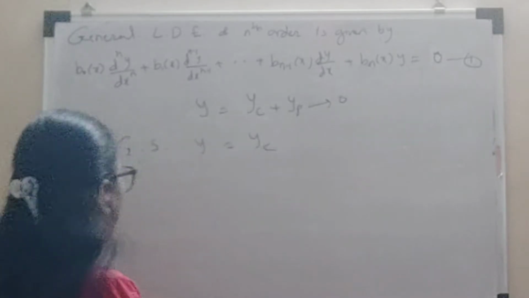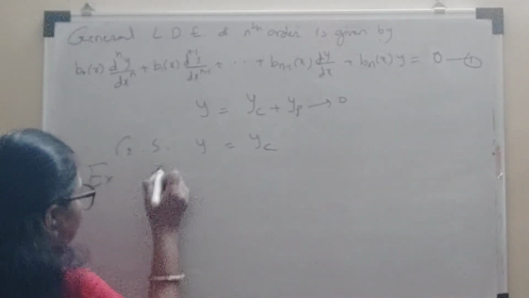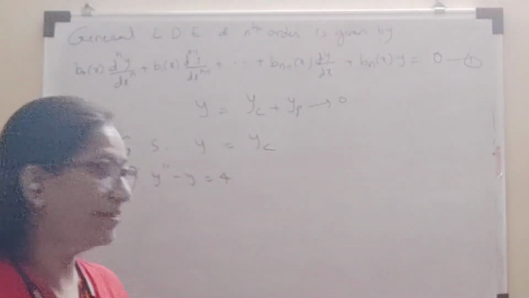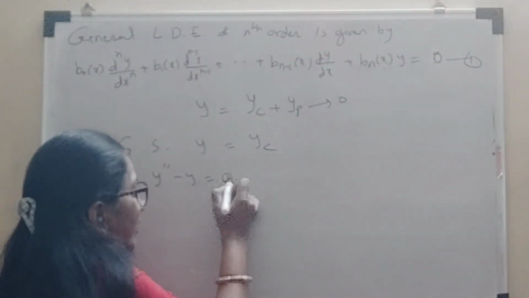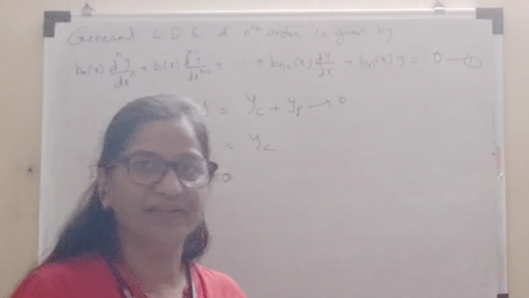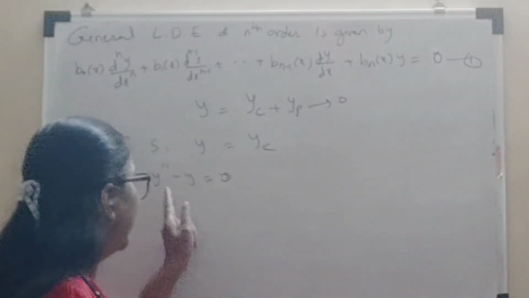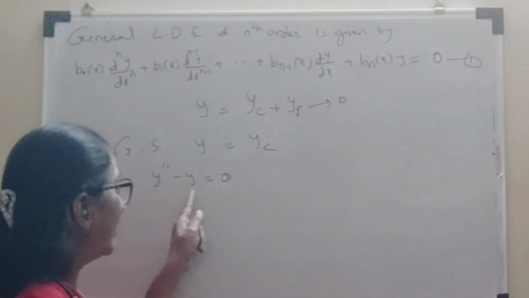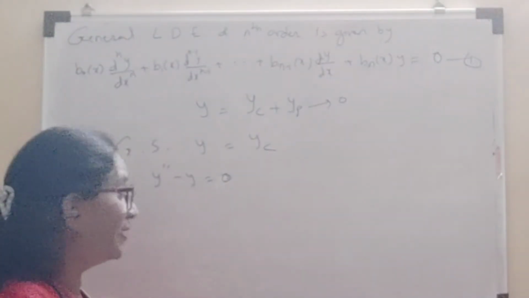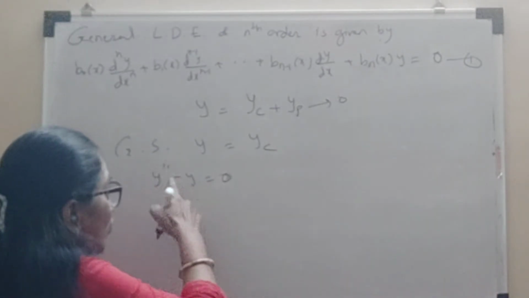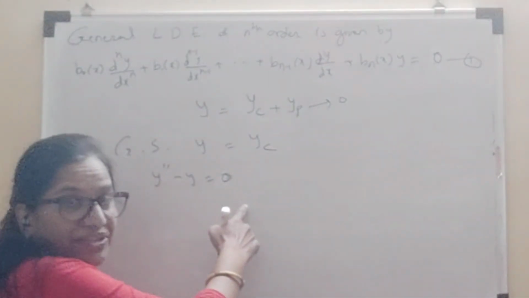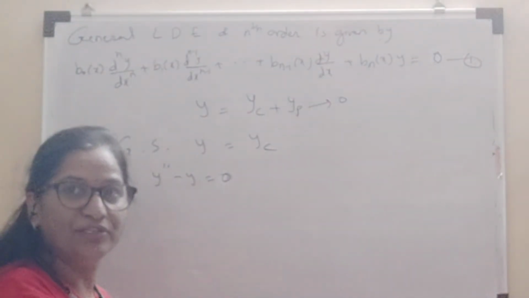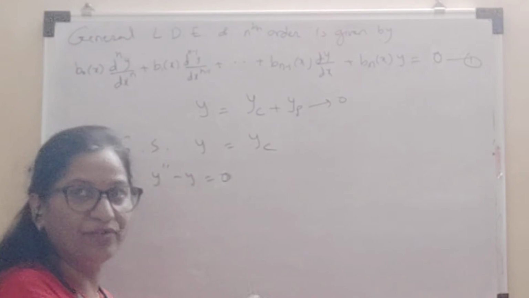Now take a second example: y double prime minus y = 0. We are interested in finding the general solution. So how to find it? We try to find a suitable value for y which satisfies this equation. One more thing is that it is a homogeneous differential equation of second order, so the general solution will contain two arbitrary constants.